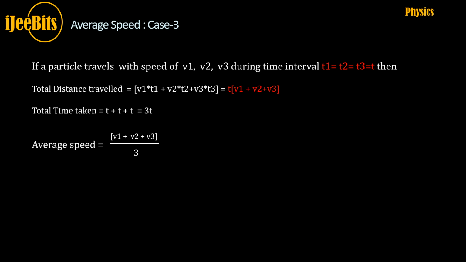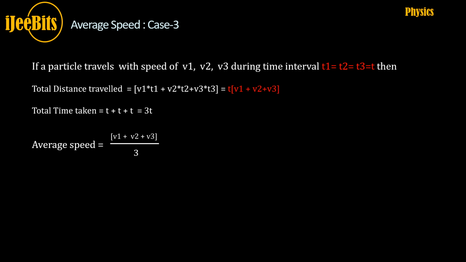Let's look at case 3. If a particle travels with speeds v1, v2, v3 during the time intervals t1, t2, t3 equal to t, then average speed, it's very simple, right? t1 plus t2 plus t3 is what is already given, which is nothing but your t's. Total time is like 3t.